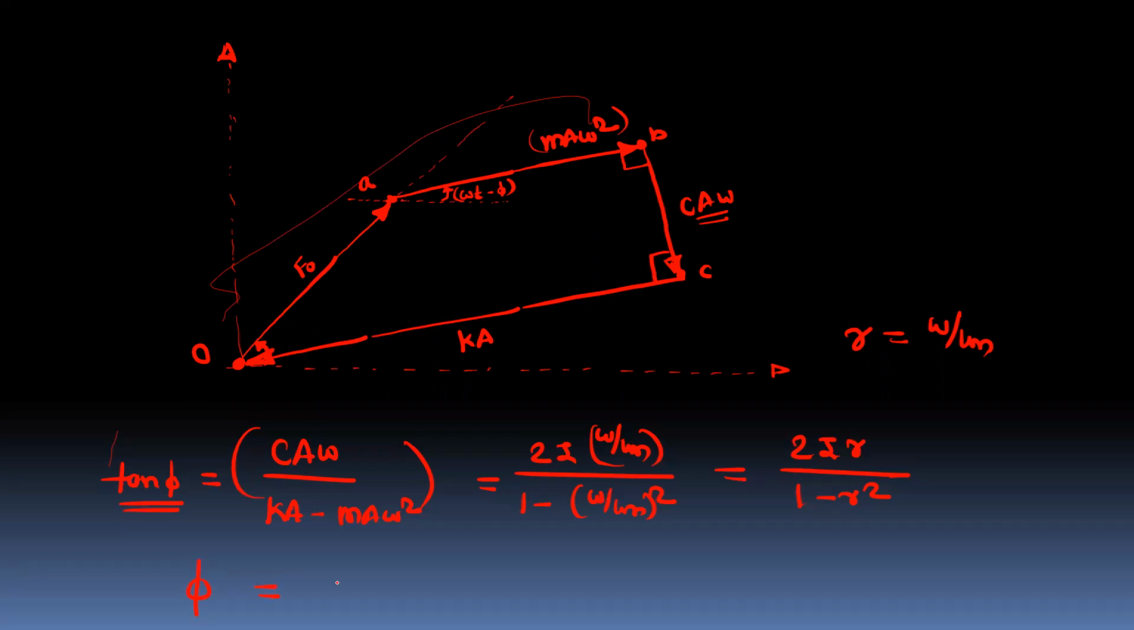So phi is equal to tan inverse of 2 zeta r upon 1 minus r square. This is the phase lag or phase angle. Depending on this phase lag, we have the phasor relation with the frequency ratio. So how the phase angle changes as we increase or decrease the frequency, and at the same time increase or decrease the damping factor. So there is a phase frequency response curve.